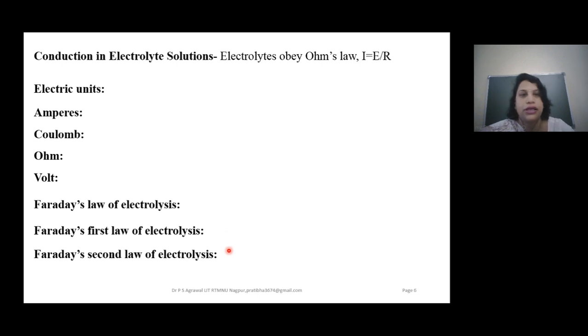And what about the second law? When the same amount of electricity passes through solutions of different electrolytes, the amounts of substance liberated at the electrodes are directly proportional to their chemical equivalents. So these two laws hold good, provided the passage of electricity takes place entirely by electrolytic conduction.